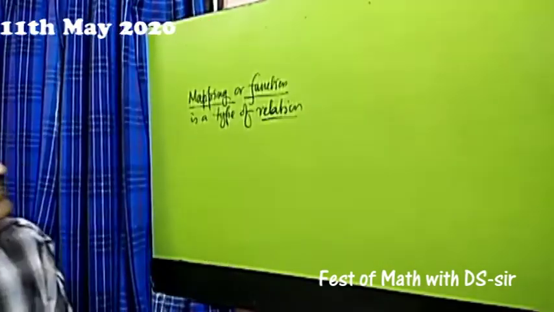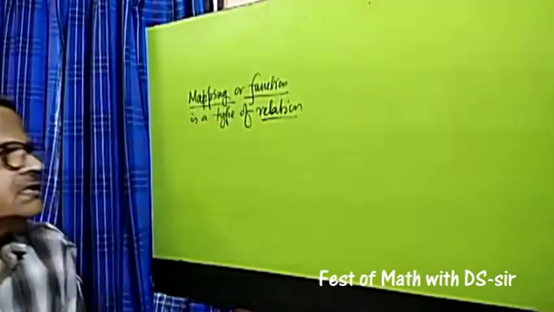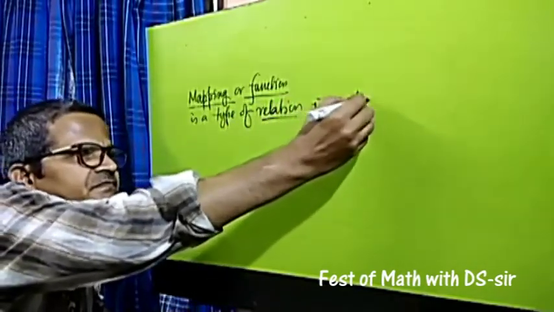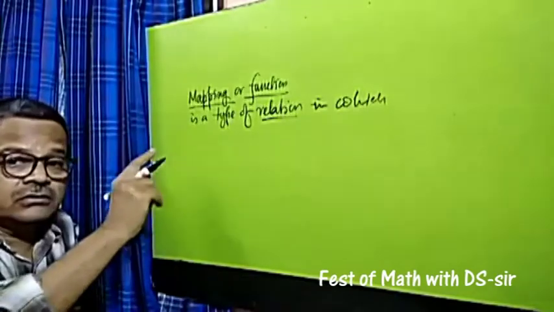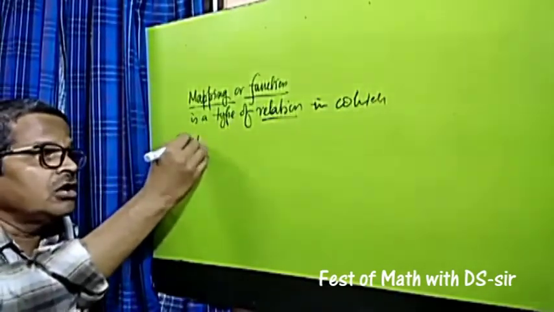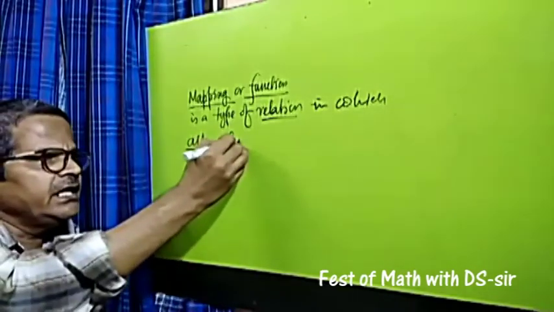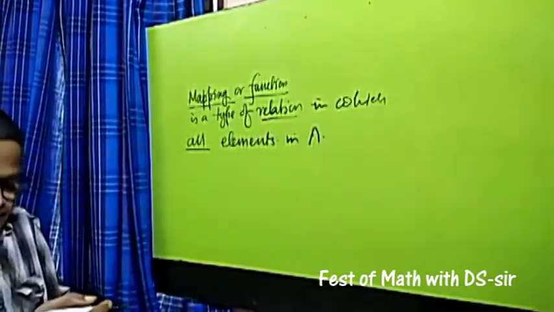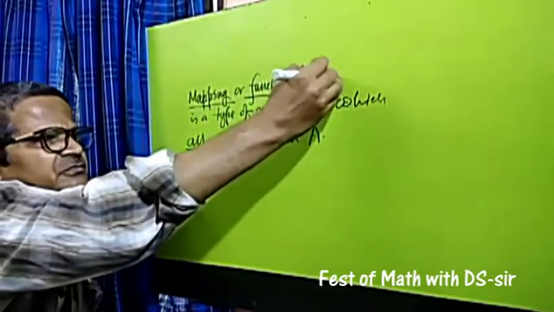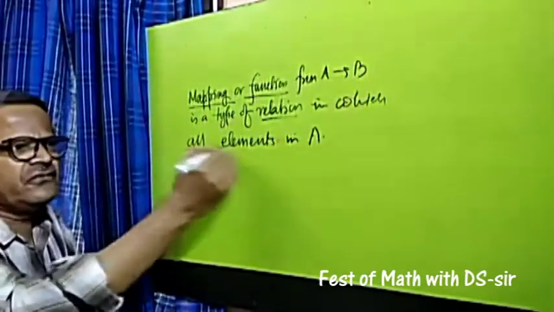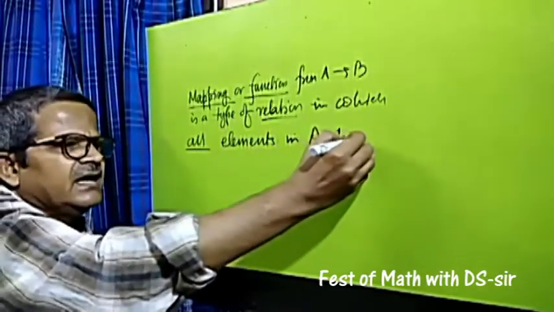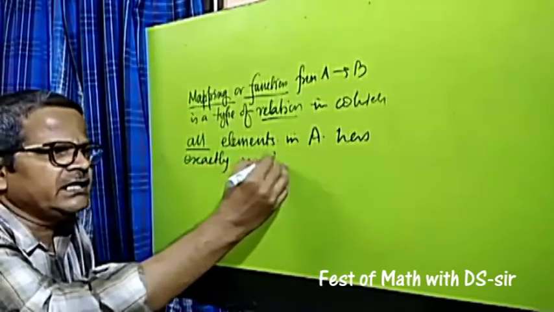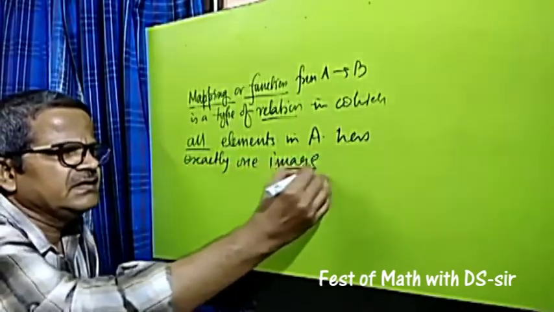Now recording on. Mapping or function is a special type of relation in which, note a few words, all elements in A, from A to B, each element of A has exactly one image in B.